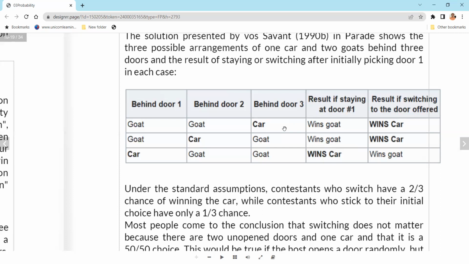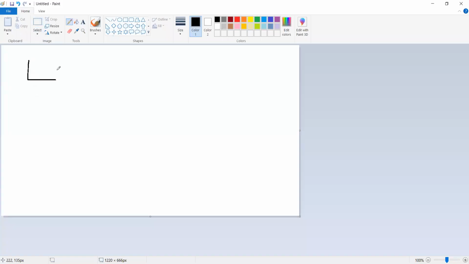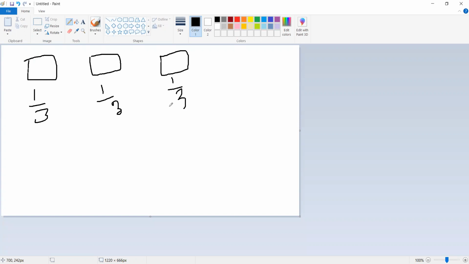So let's go back to the board again. You have chosen a door among the 3 doors. What's the probability of winning the car? 1 by 3. Correct? Now, if I open a door and show you that this is a goat, and they always open and show the goat, now what happens?